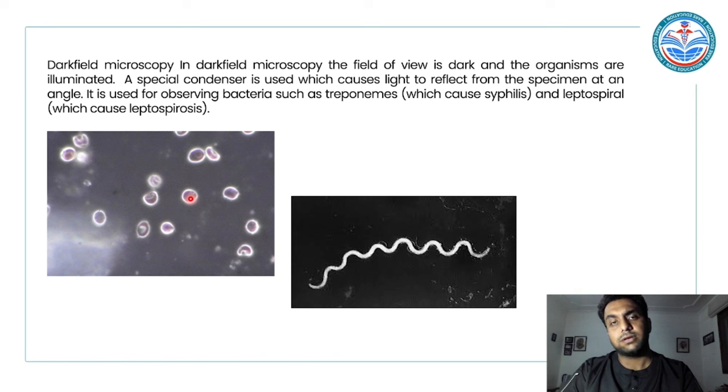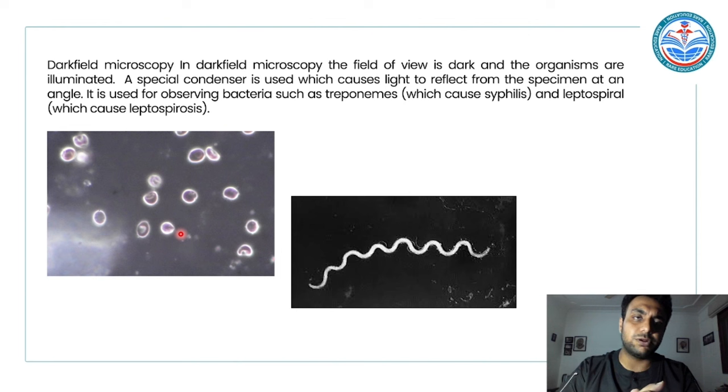Now, take a second look at the diagram. Again, try and absorb what I'm trying to tell: that the specimen itself is illuminated, but the background is dark. Like this one, if you see, this is done by using a special stain. It is called India ink stain. So, you will study that again in microbiology.